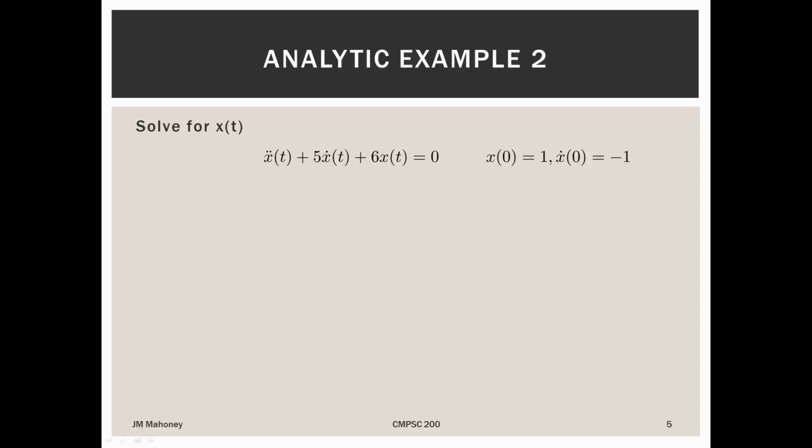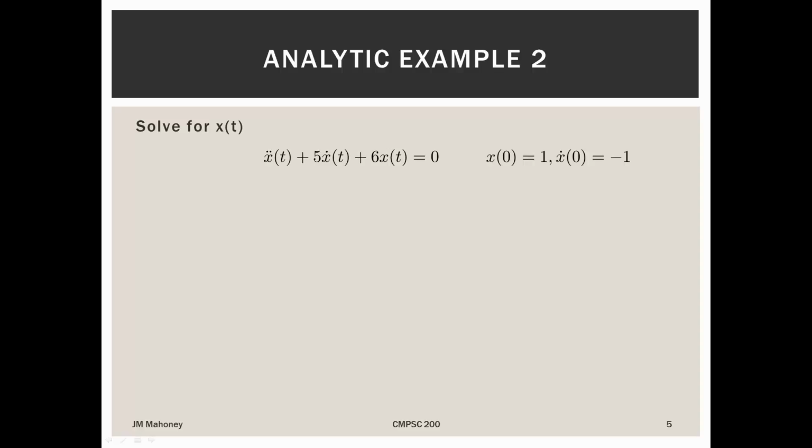We have two initial conditions. We have x of 0 is 1, and x dot of 0 is negative 1. And we want to solve for what is x of t. Again, in your differential equations class, if we have this second order differential equation, we have a standard way that we're able to solve it, which we'll go through quickly. If you haven't had the class yet, don't worry, because we're going to be doing everything numerically for this course.